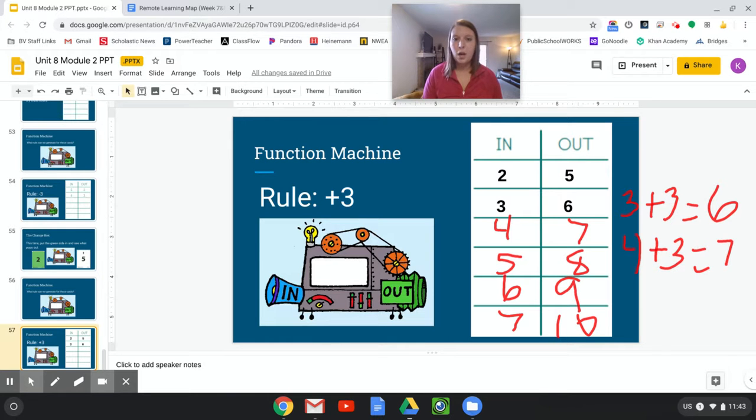So if you want to try, make your own rule, make a T-chart and decide what number goes in and what would come out if you follow your rule. Okay, so try that out. There's not really a paper to go along with it. You can do that on a whiteboard, on a piece of paper, whatever works for you.